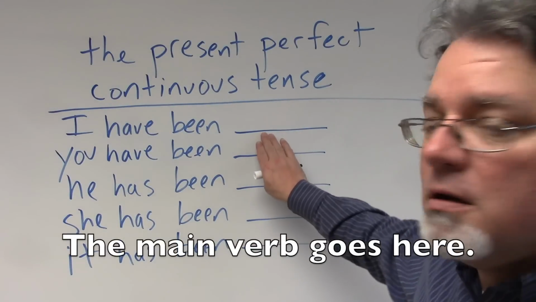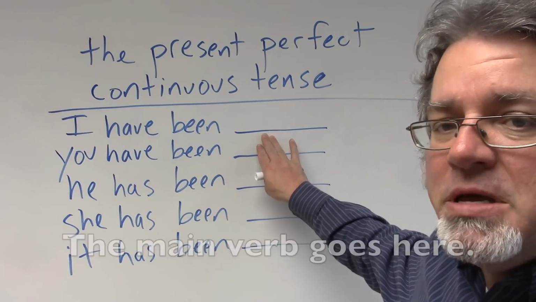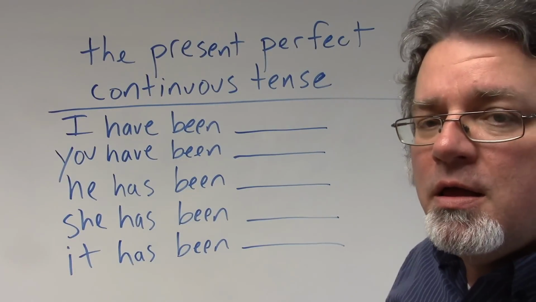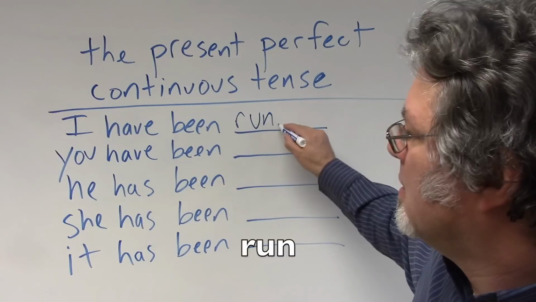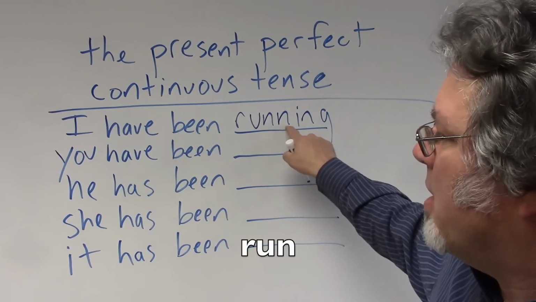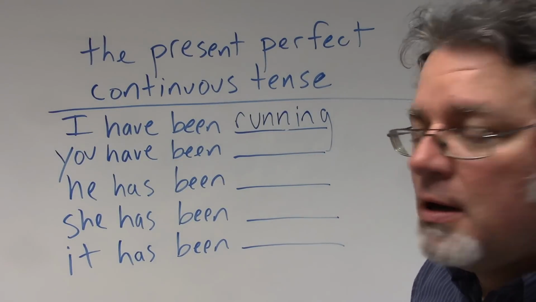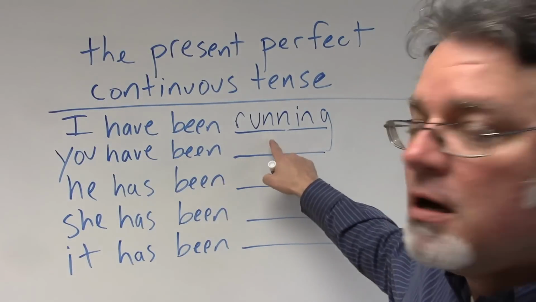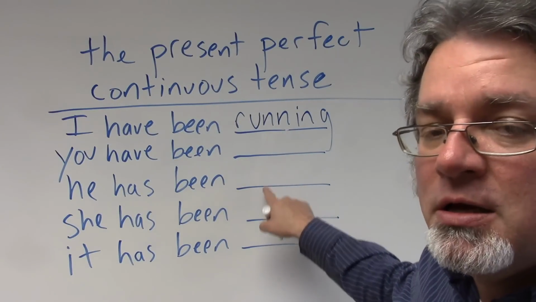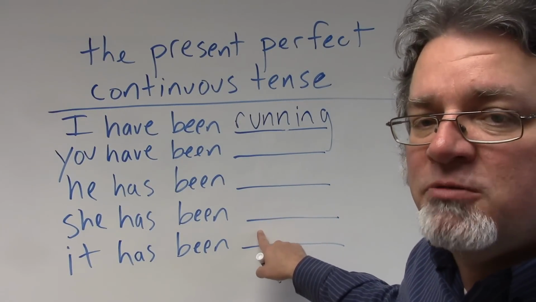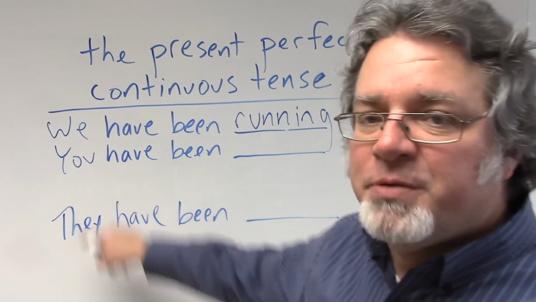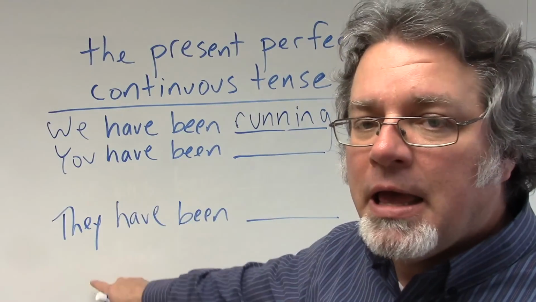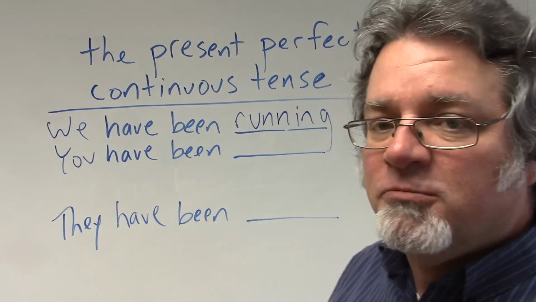The main verb goes here, and it'll be in the continuous form. So if we have a verb like run, I have been running, we have to double the N for spelling. You have been running, he has been running, she has been running, it has been running. For the plural, we have been running, you have been running, and they have been running.